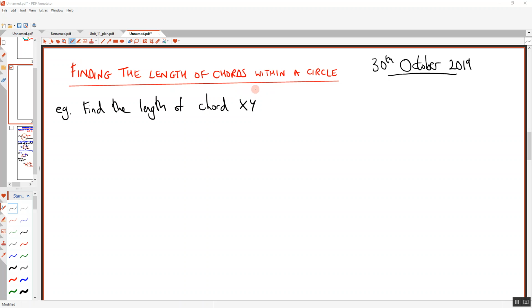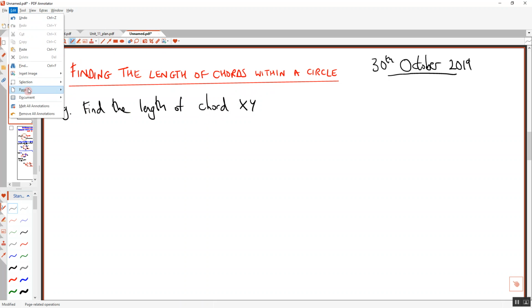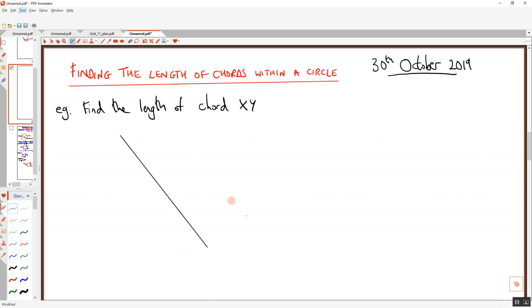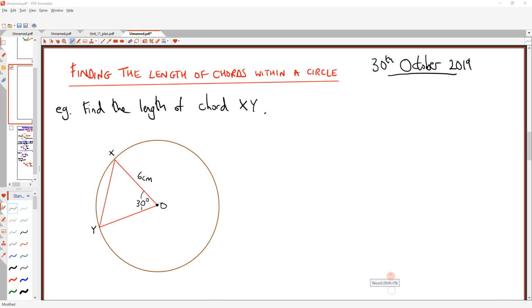Finding the length of chords within a circle, and so this is why it's important to know what these terms mean. You know what a chord is, you know what you're looking for, and we'll work through this problem together. Okay, so the first thing to notice is we're trying to work out the length of this chord. Everybody's cool with that, because this is the chord, it's XY, we need to work out its length. We have a triangle here.